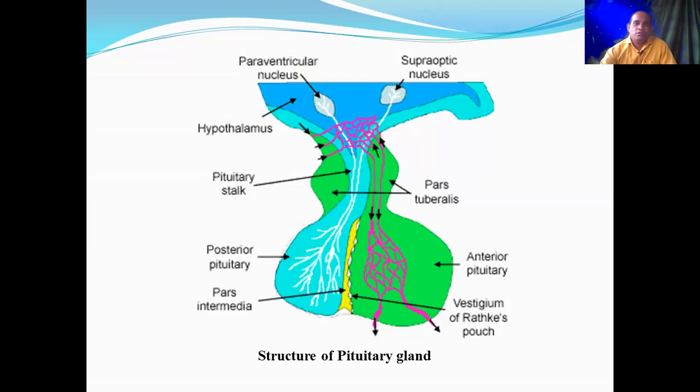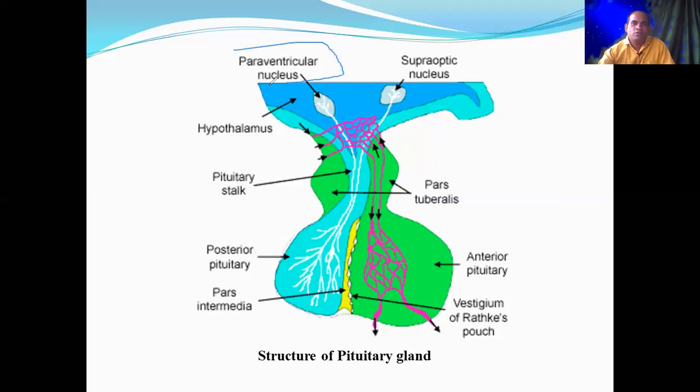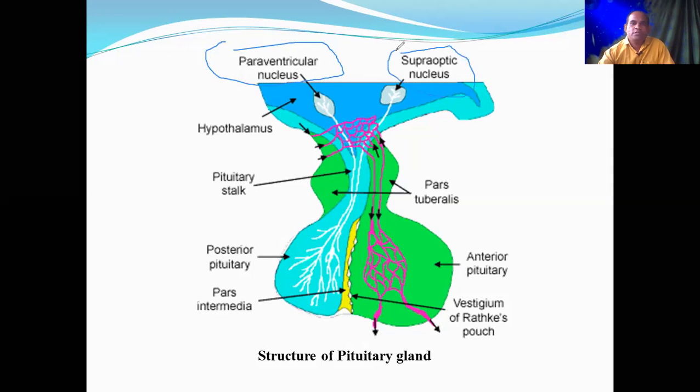On the upper side, you will see the paraventricular nucleus, and this one is the supraoptic nucleus. This is the hypothalamic part, and the stalk-like structure is there. This stalk-like structure is called the pituitary stalk.